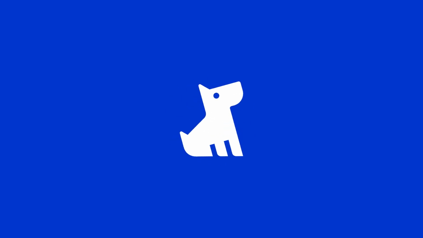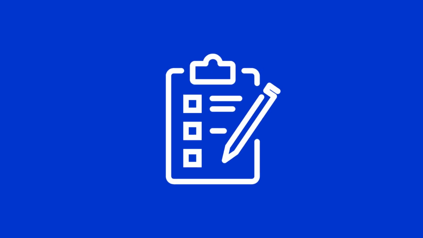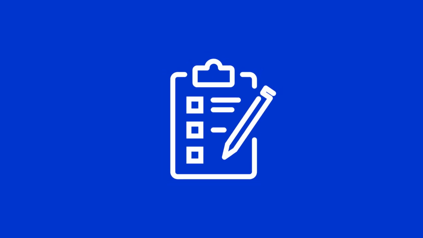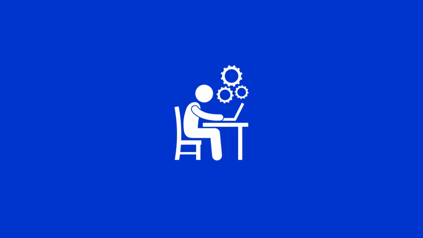The Fergus Forms feature offers numerous benefits, but one of its most popular uses is for managing health and safety processes. For example, many Fergus users upload their SWMS, or Safe Work Method Statements, to Fergus, enabling them to complete and store these forms directly within the relevant job cards, keeping all critical information centralised and accessible. Let's explore how to use Fergus Forms effectively for health and safety.